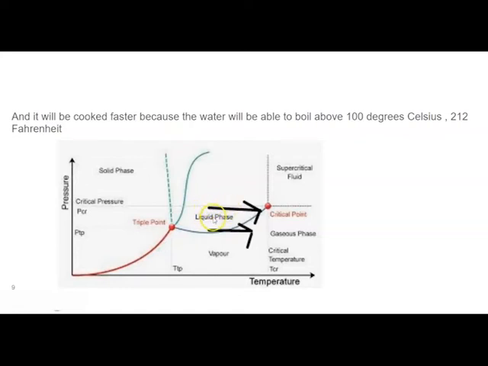When you increase the temperature, you gain more space with the temperature. You see, and the water boils above, for example, 100 degrees, and the bean becomes more hot in the liquid state.